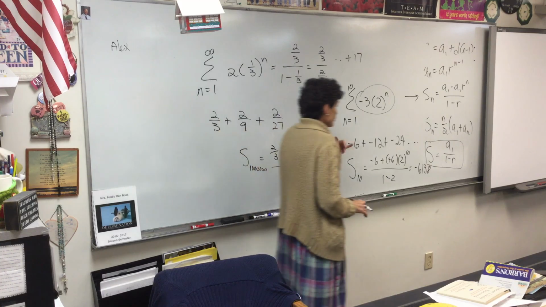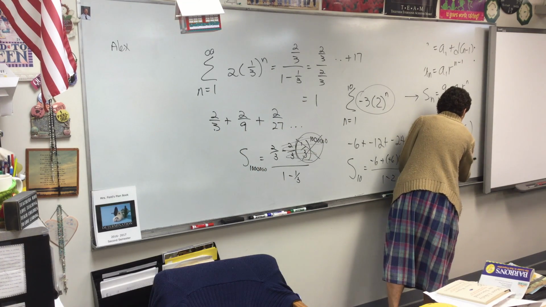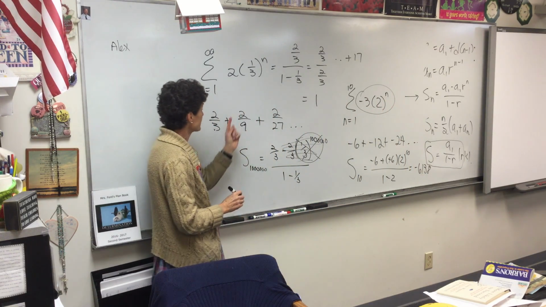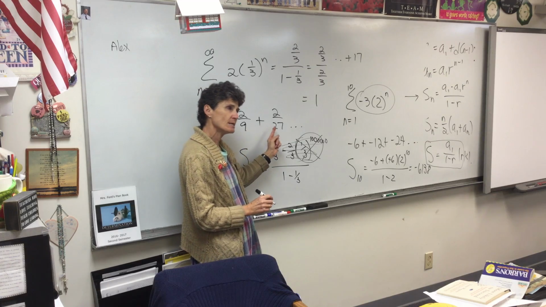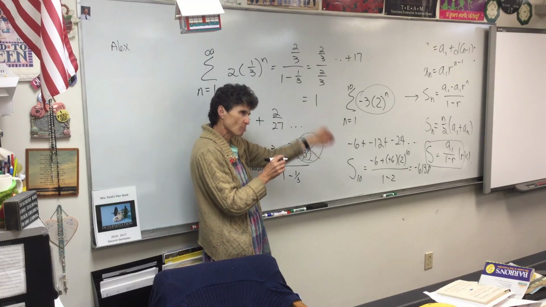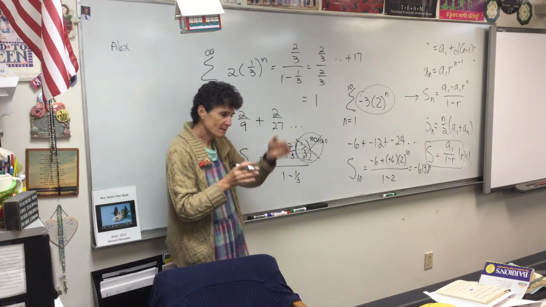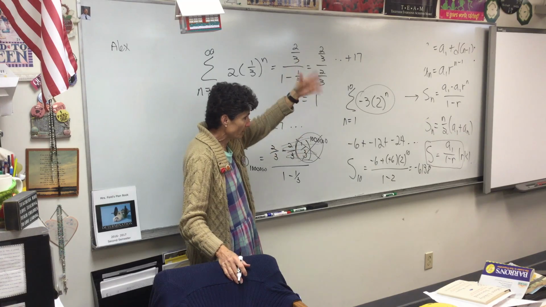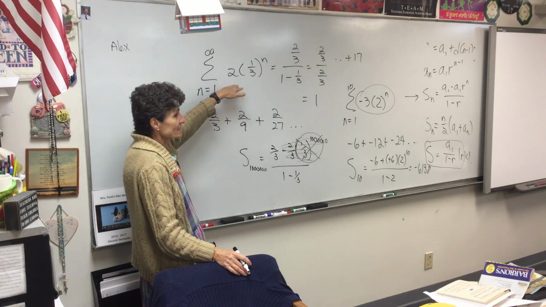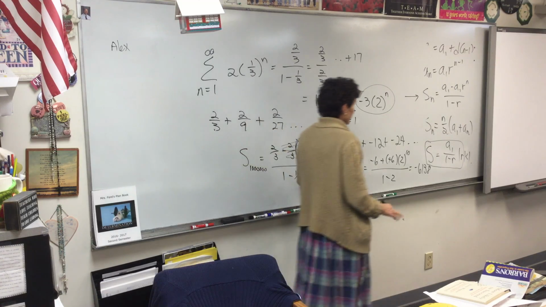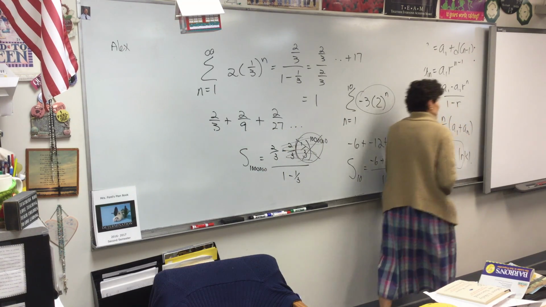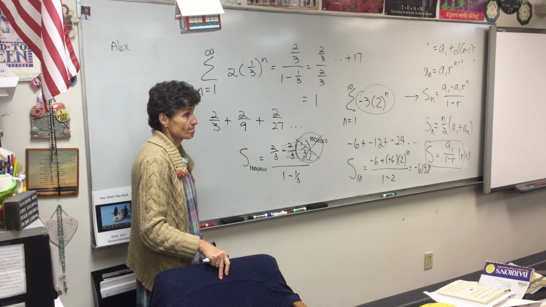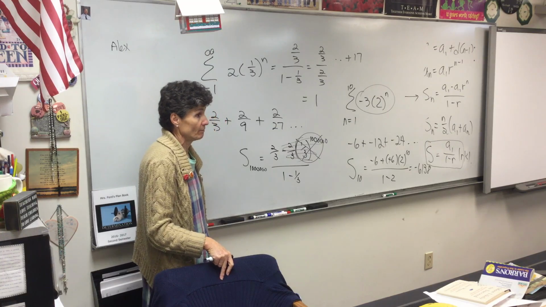In order to do that, the ratio has to have an absolute value less than 1. In other words, the terms of the series need to be getting smaller. If the terms of the series are getting bigger, you can't add them up. They're just getting bigger and bigger and bigger. So infinite series are only summable if the ratio is less than 1. Okay? So that's what we use that formula for.